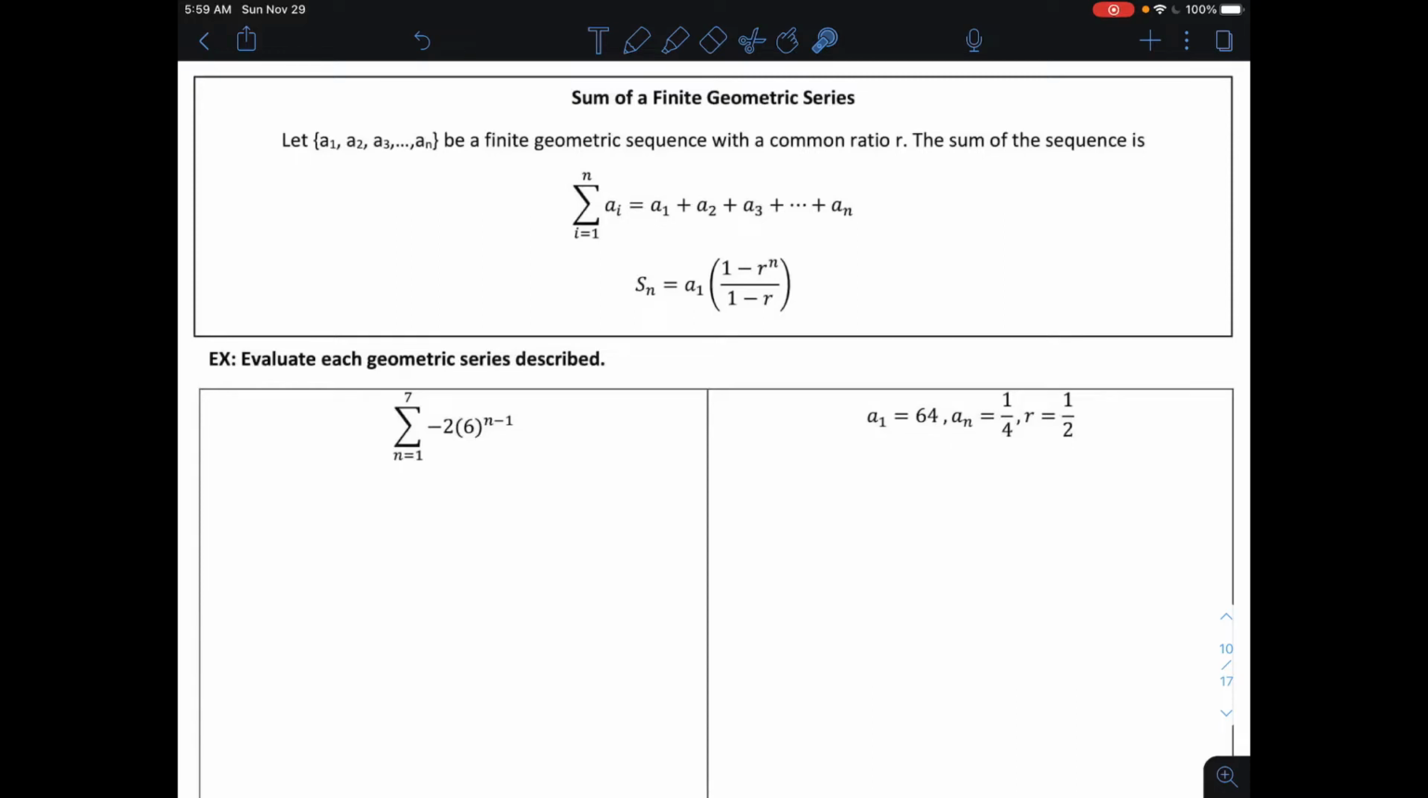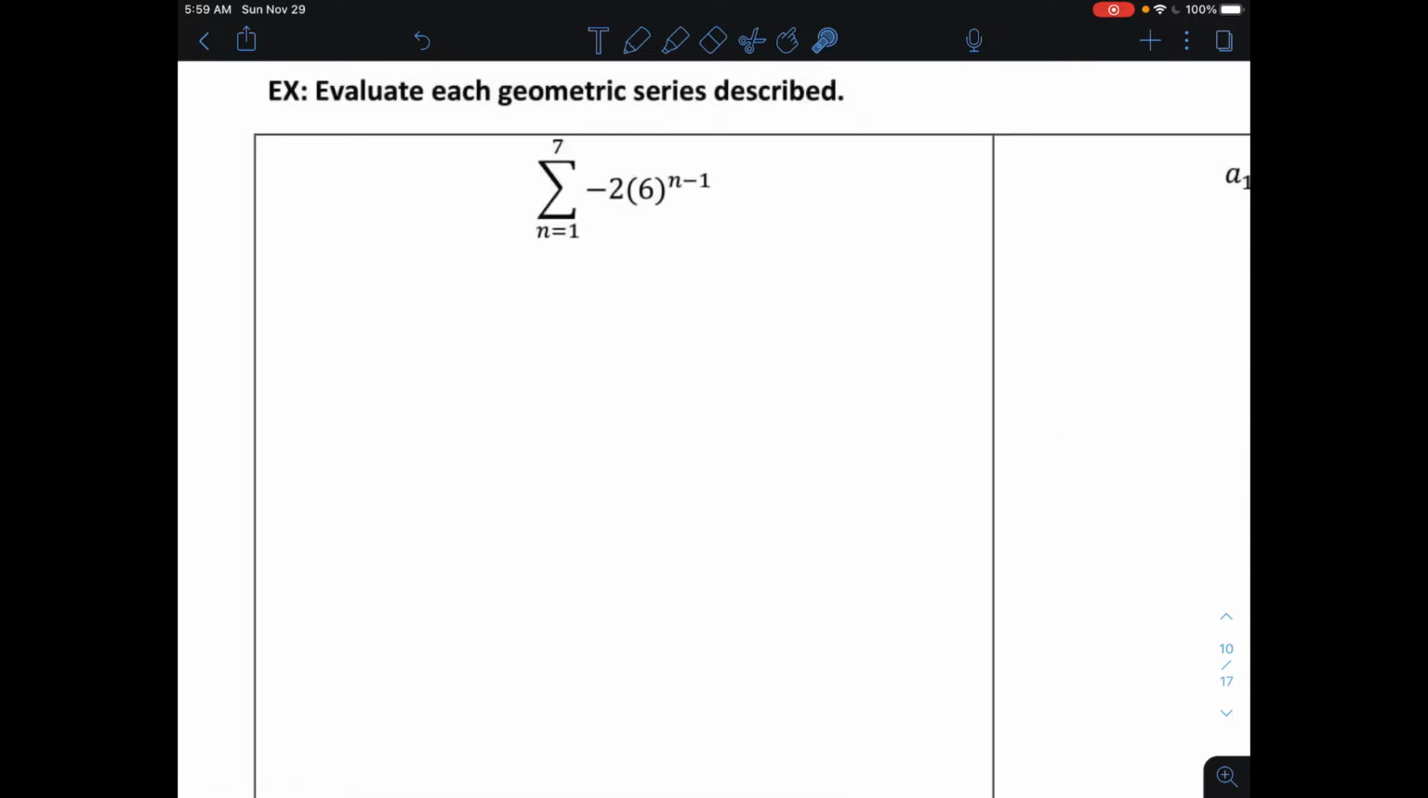In this video, we're going to look at finding the sum of a finite number of terms of a geometric series. In doing so, we get a formula where the sum of a finite number of terms for a geometric series is equal to the first term times 1 minus r to the n over 1 minus r. That's the formula we're going to use for finding the sum of a finite number of terms. All right, let's look here at this first problem.